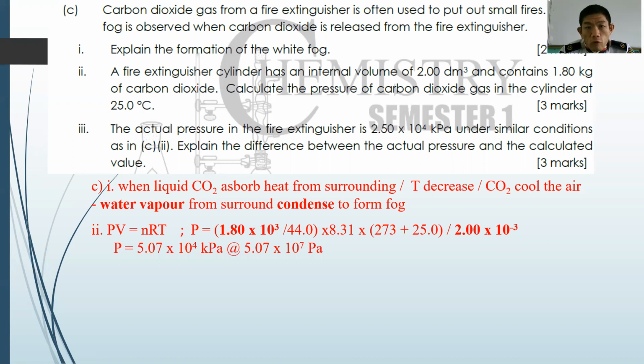And then number 3, the actual pressure of the fire extinguisher is 2.54 times 10 power 4 kilopascal under similar conditions as C2. Explain the difference between the actual pressure and the calculated value.